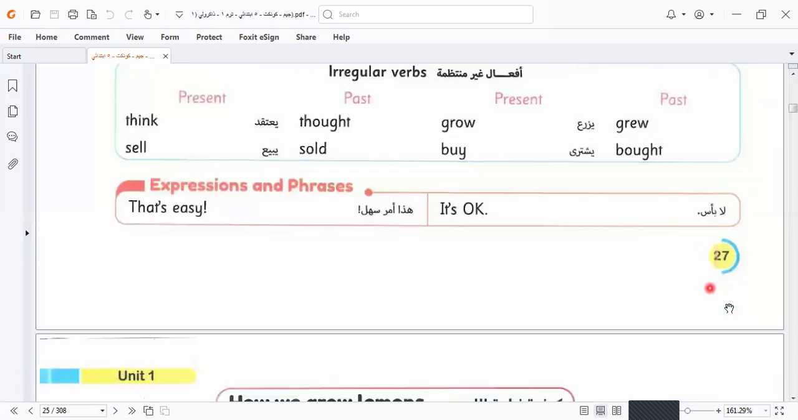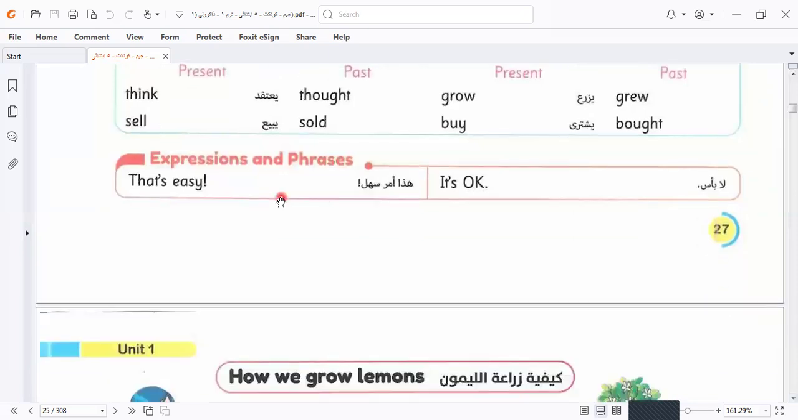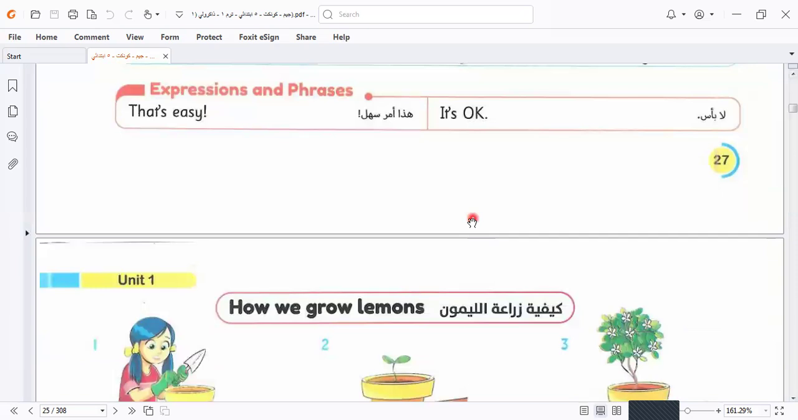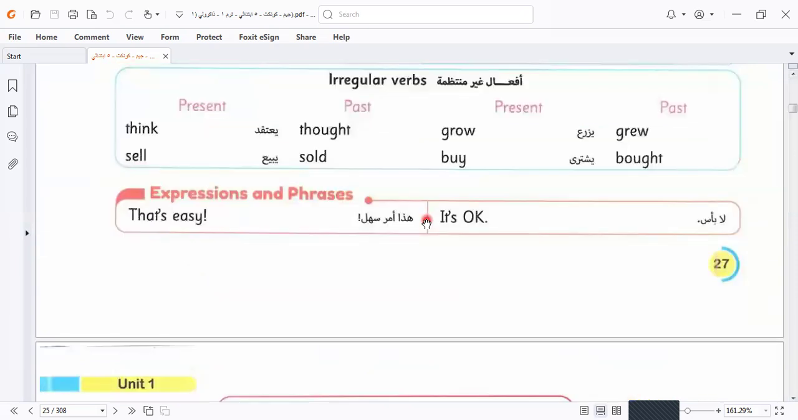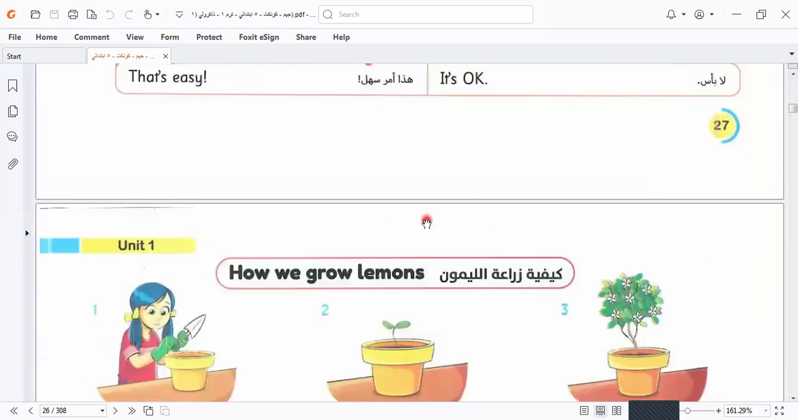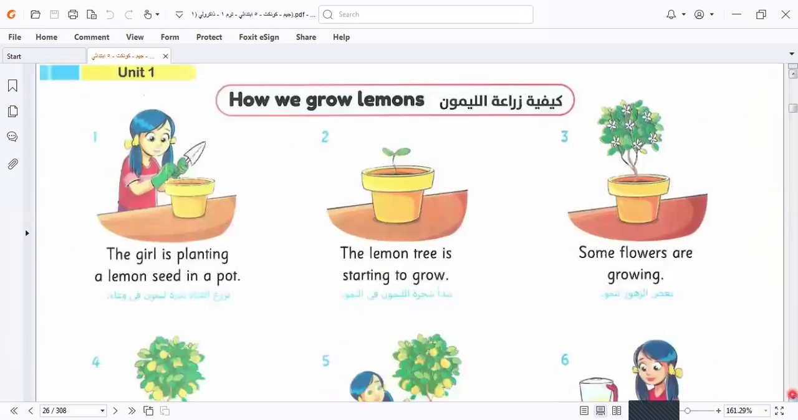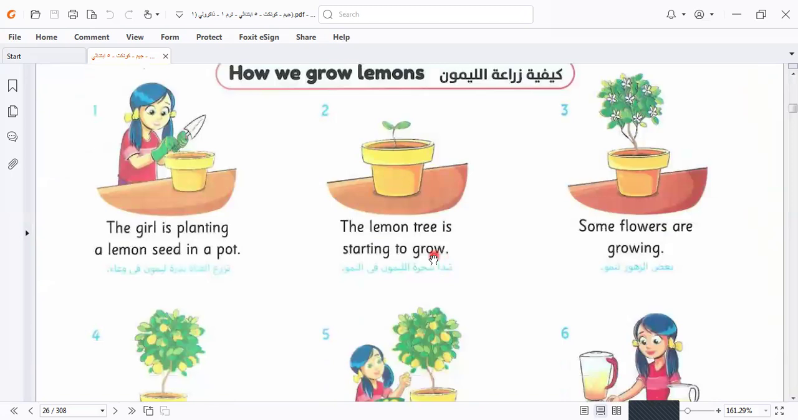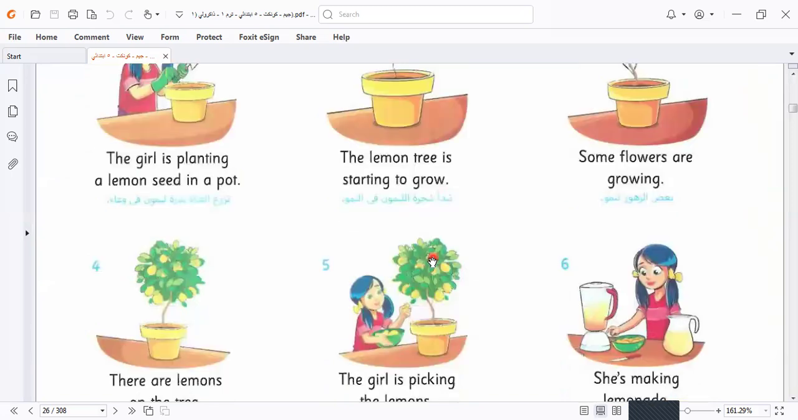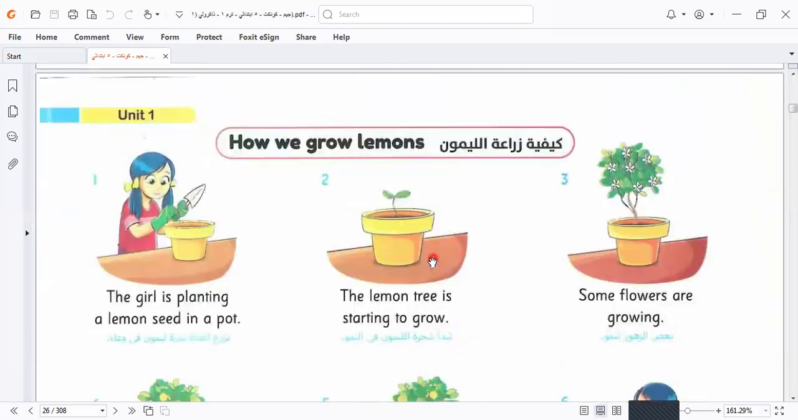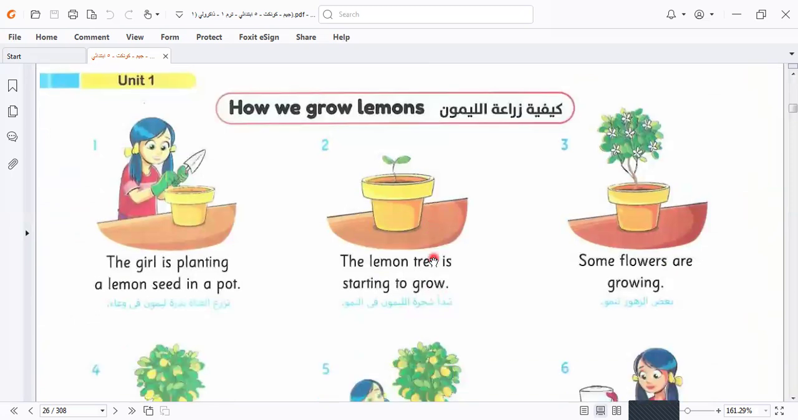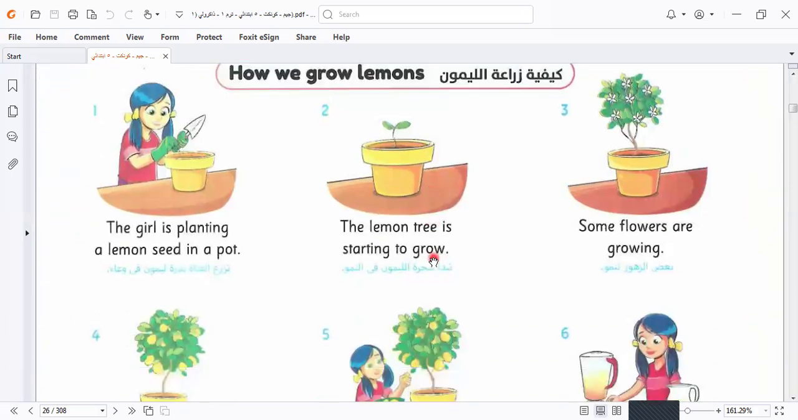Here we have some expressions. I would like you to know them. Here we have that's easy, it's okay. This is an important expression in this lesson, okay? How do we grow lemons? Let's go and learn this. I think we took this in science, but not with lemons. I think we took it when we grew beans, okay?